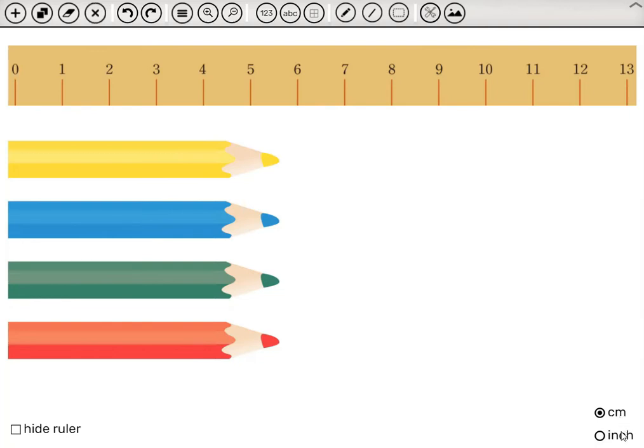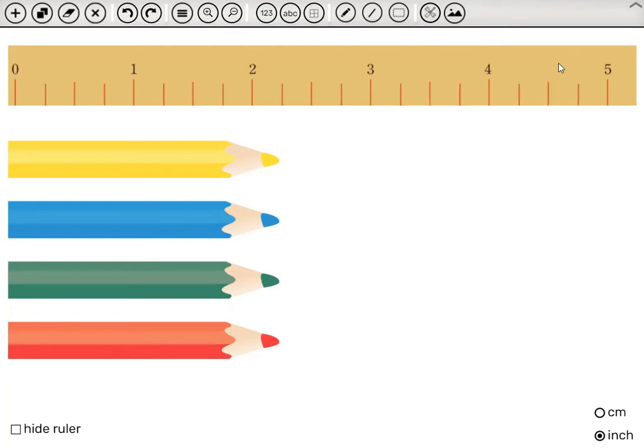We can also move to inch mode. We can click on the ruler to see more divisions of the inches, like this. So, we have halves, quarters, eighths, and even sixteenths. If we click again, all the divisions are erased.